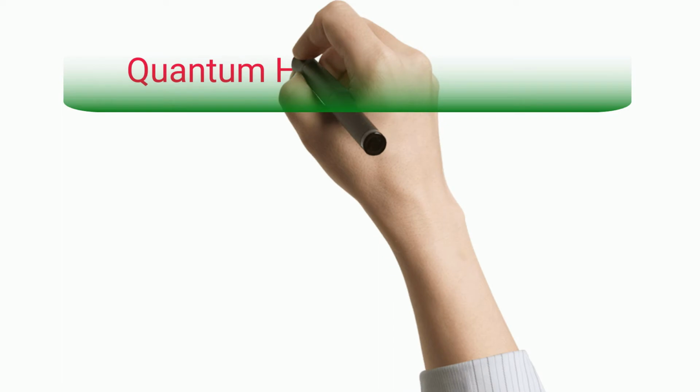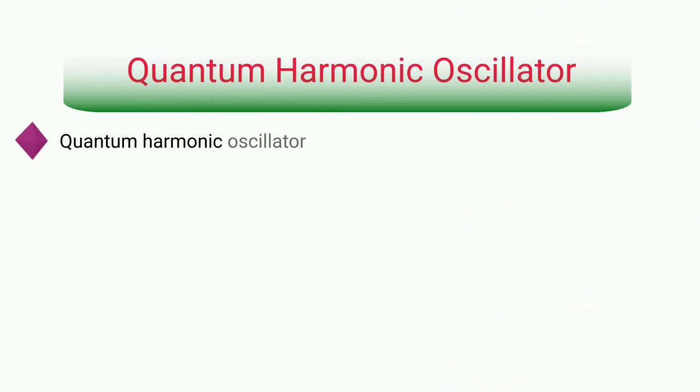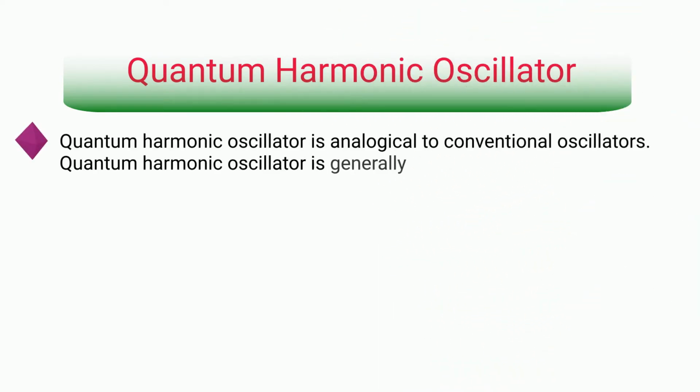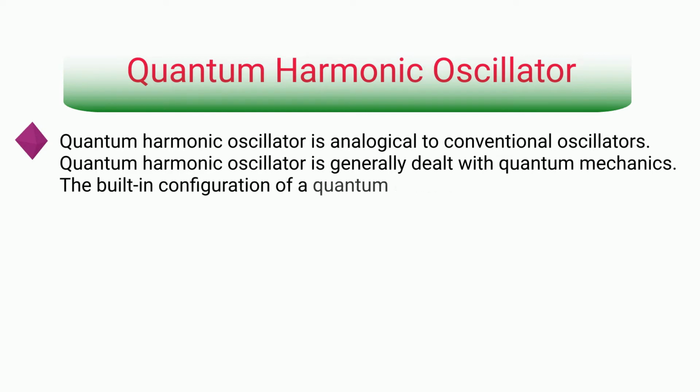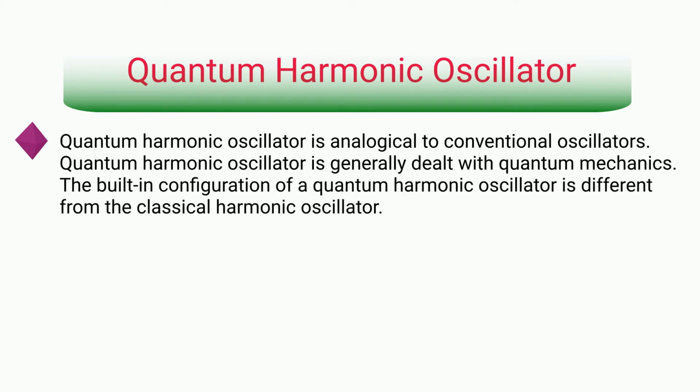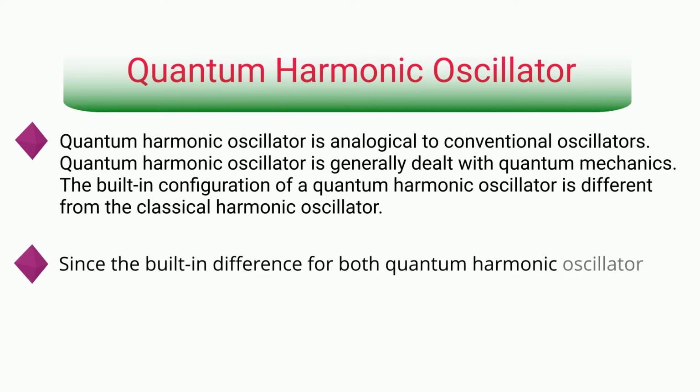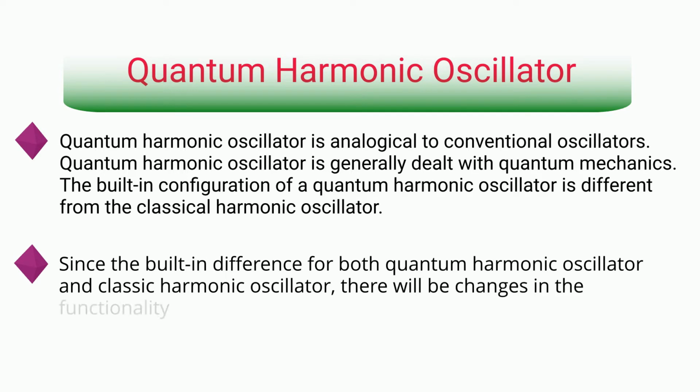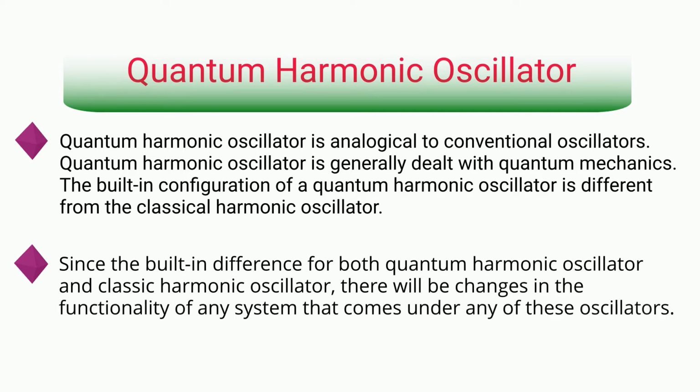Quantum harmonic oscillator. The quantum harmonic oscillator is analogous to conventional oscillators. It is generally dealt with in quantum mechanics. The built-in configuration of a quantum harmonic oscillator is different from the classical harmonic oscillator. Since there is a built-in difference between the quantum harmonic oscillator and the classical harmonic oscillator, there will be changes in the functionality of any system that comes under either of these oscillators.